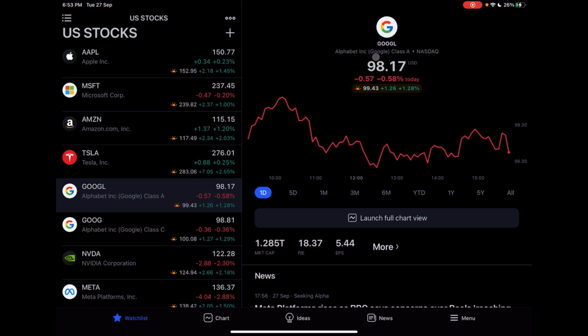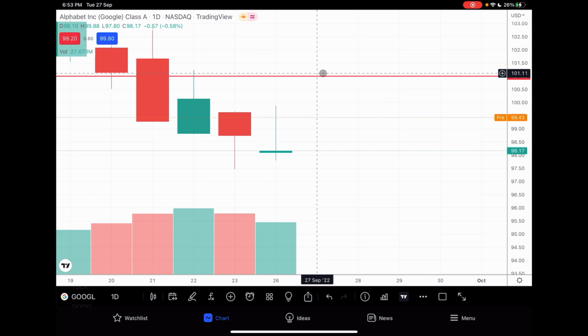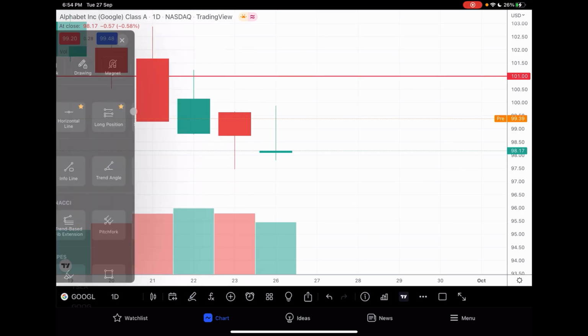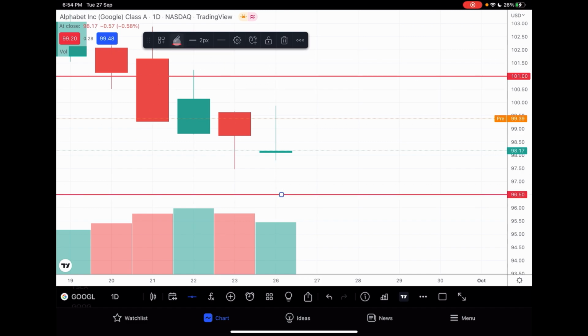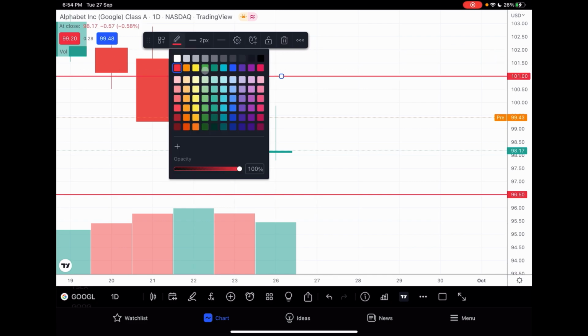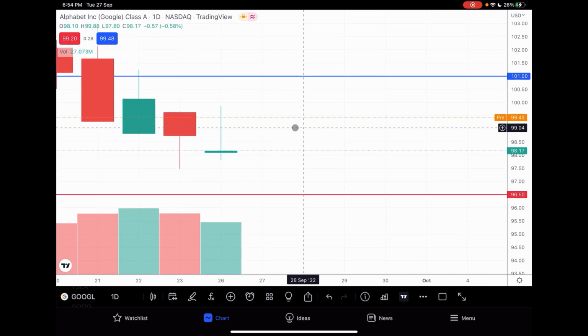For Alphabet Incorporation Google Class A, our levels would be what? On 26 September, the high was $99.88 and the low was $97.80. This is the low and this is the high. So our entry on the buying side is 101, and on the selling side, our entry is 96.5. The entries for the selling side and the buying side are given on the chart.